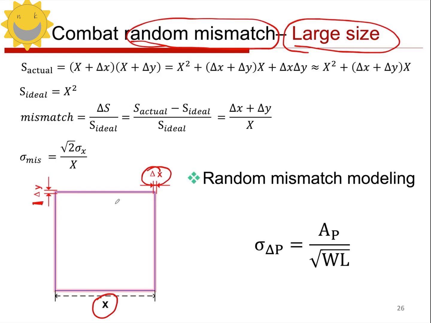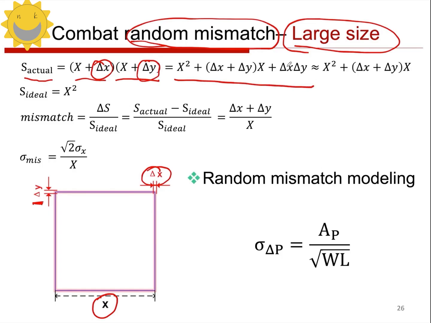Now, calculate the rectangle's area after processing: x plus delta x, y plus delta y. Both sides have deviations, and delta x and delta y are random variables. The actual area is (x plus delta x) multiplied by (y plus delta y). Of course, delta x and delta y are random quantities. Expanding it, we get a formula like this.